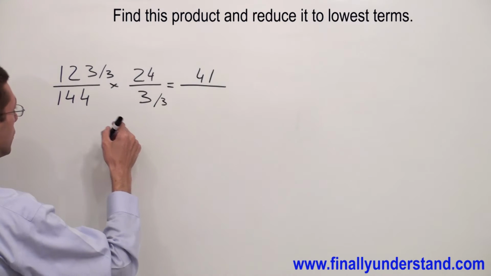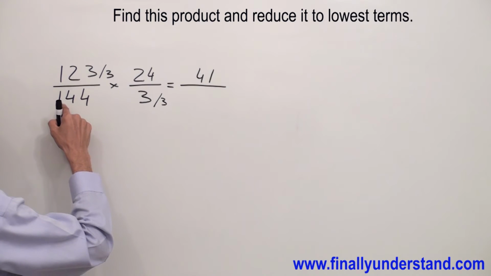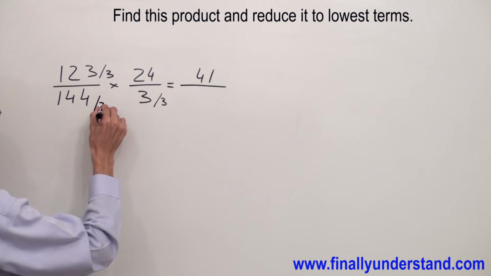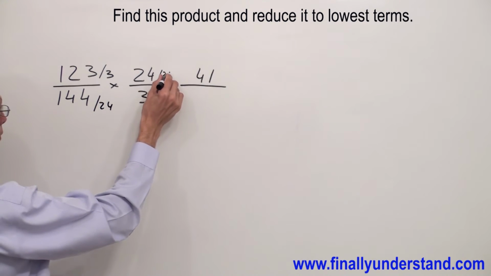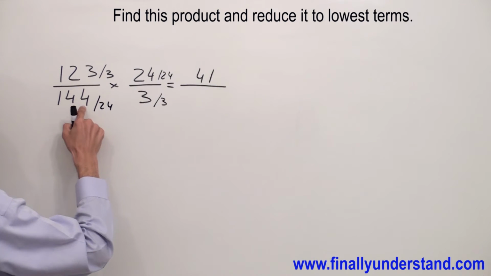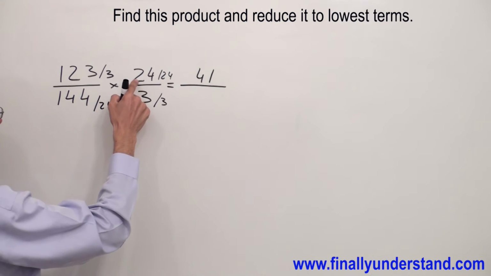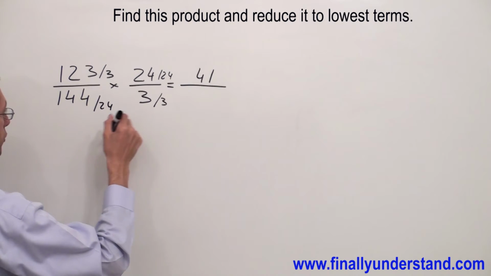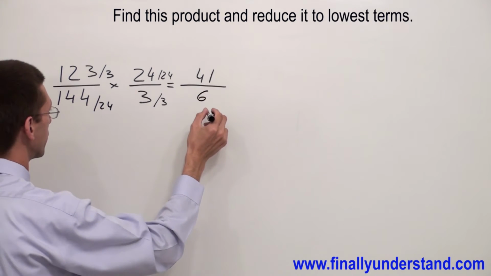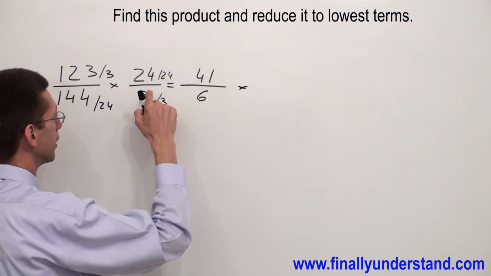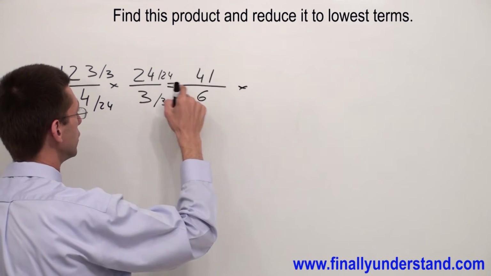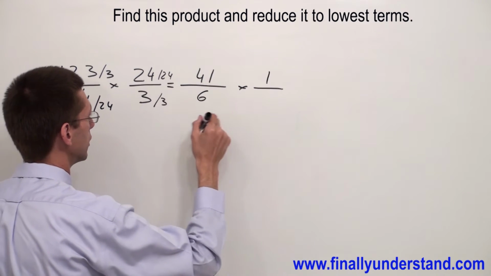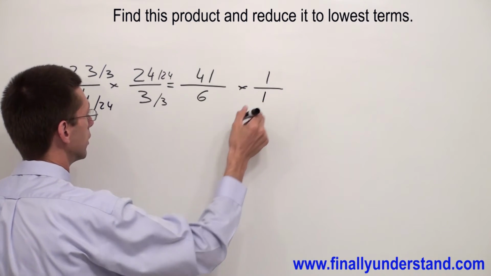Okay, now take a look, we can reduce 144 and 24 by 24, because 144 is divisible by 24 and 24 is divisible by 24. 144 divided by 24 is 6 times. 24 divided by 24 is 1. 3 divided by 3 is 1.